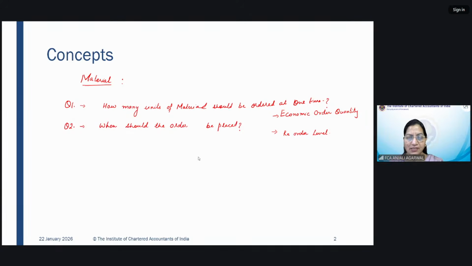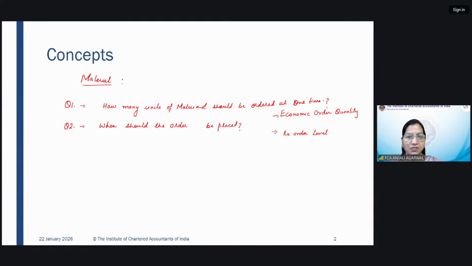We have discussed that material cost is the first element of cost, and if decisions are taken effectively here, you can make your decisions wisely and you can be cost effective. And the two very important decisions when material is concerned: first, how many units should be ordered at a time. So if you bring 100 kgs of raw material or 100 kgs of flour in your house, in your kitchen, you have a problem, like where to keep it. Secondly, when you have to place the order.